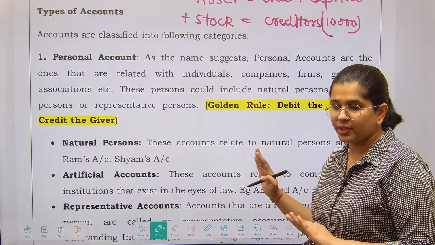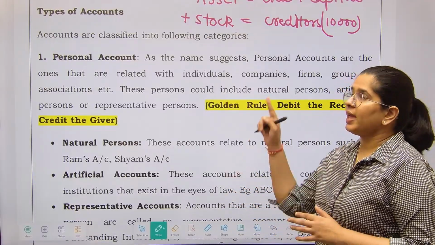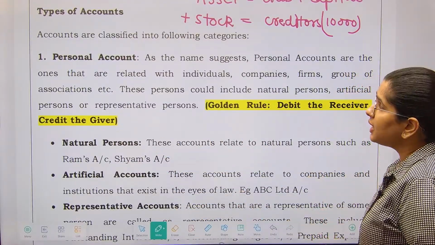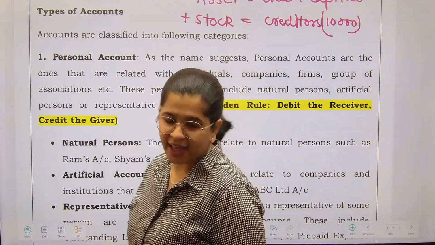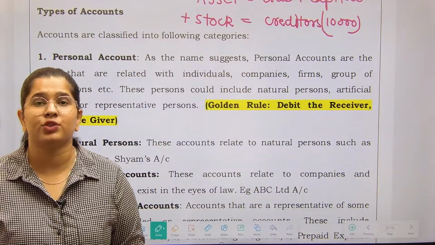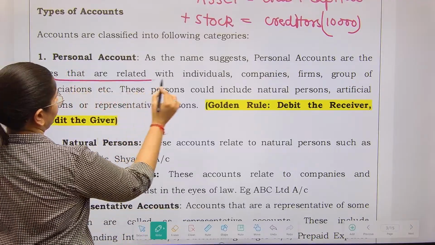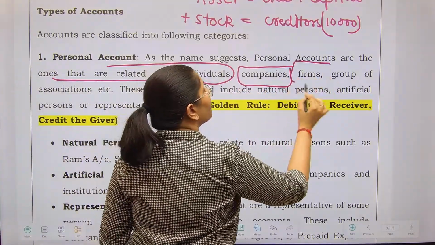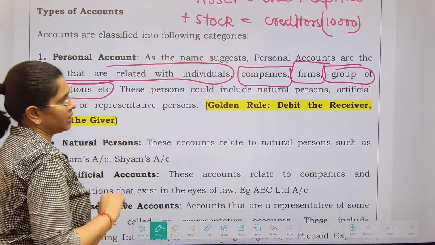I have provided you the examples. नॉमिनल के क्या एग्जाम्पल है, रियल के क्या एग्जाम्पल है एंड पर्सनल के क्या एग्जाम्पल हैं. लेट अस सी. सो पर्सनल अकाउंट्स, as the name suggests, personal account का मतलब क्या होता है? The word person is coming into the personal accounts. So that means it represents individuals, companies, firms and the groups of associations, right?